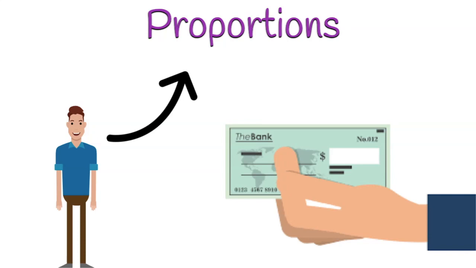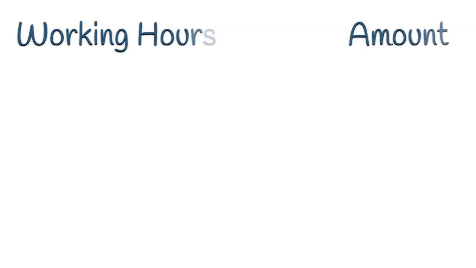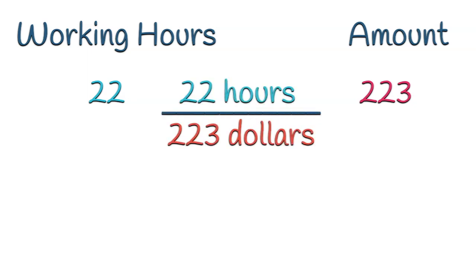In our example, we have the number of hours you work and the amount of your paycheck as our quantities. We know that when you work 22 hours, you make $223. This information is enough to set up one ratio comparing the number of hours worked to the amount of money made.